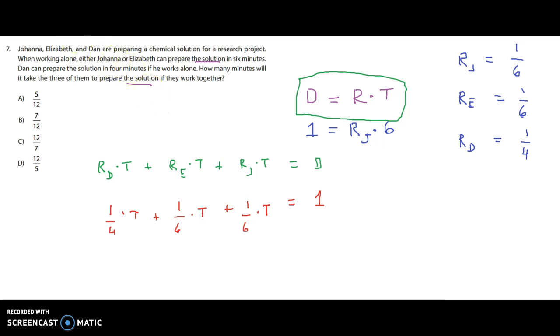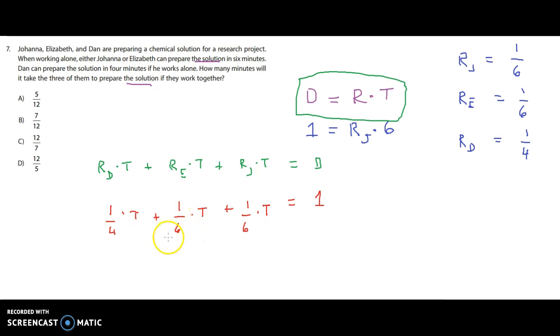And it says they're working together, so presumably the times are all the same, right? It's not like Dan starts first, and then a little bit later Johanna jumps in, and maybe later Elizabeth, which, if you think about it, you could set up an equation to solve for, but more on that later. So here's what we're going to do. We just have to solve for t. How many minutes will it take for them to work together?